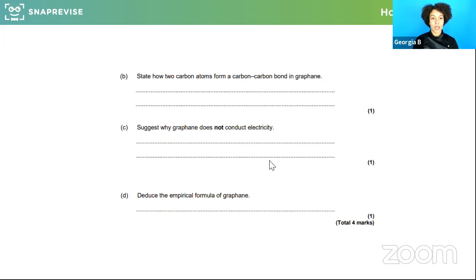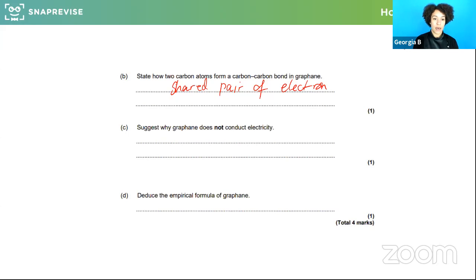Okay, we're getting slightly different answers there. The correct answer to the question was a shared pair of electrons. Those of you who said covalent were right in thinking it's a covalent bond. But as the question said, state how they form bonds, you can't just say covalent bond. That doesn't answer the question. You're being asked how they are bonding, and the way they're bonding is by sharing electrons.